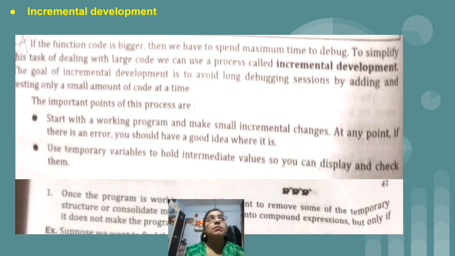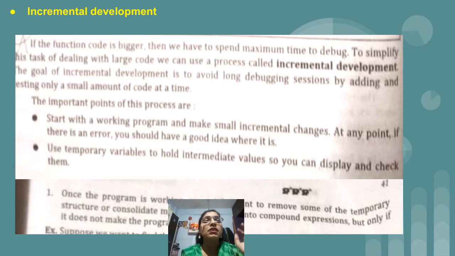So this concept is there in Python. If the function code is bigger, then we have to spend maximum time to debug. If we start with all three functions at first, then definitely it is going to take time in debugging, and it is very difficult to identify the errors. So these are the two things: if the project is bigger, it will take more debugging time, and if an error occurs, it is very difficult to find that specific error. To simplify the task of dealing with large code, we can use a process called incremental development.